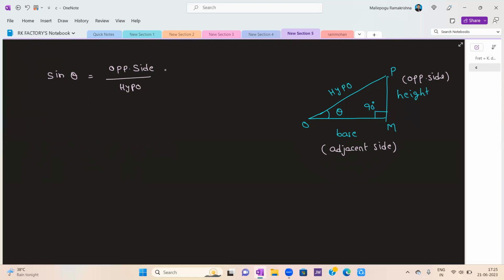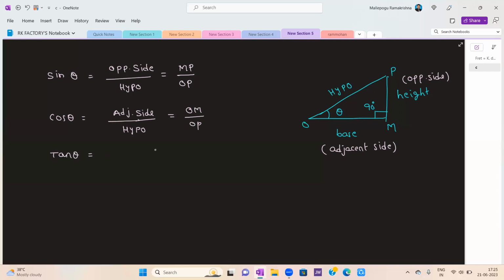So then what is the value here? Opposite value is MP. So what is the hypotenuse? OP. And whenever we are taking the values like these definitions, we have to remember cos theta is adjacent side by hypotenuse. Now adjacent side is OM, so OM divided by OP.